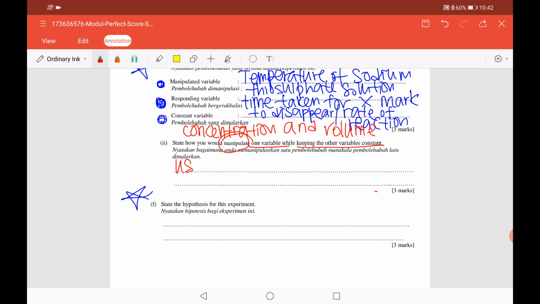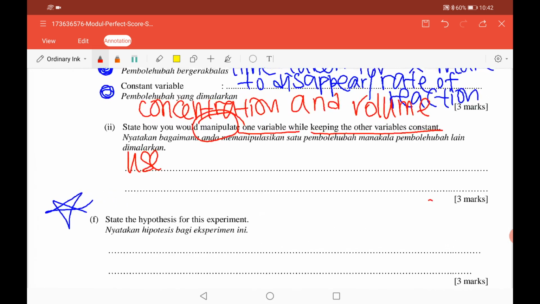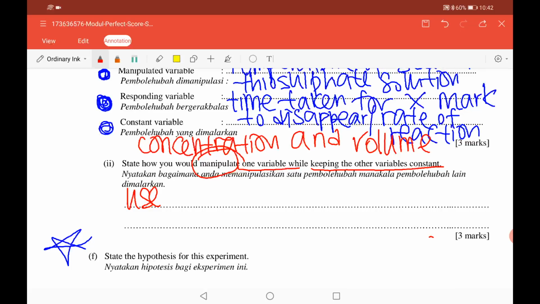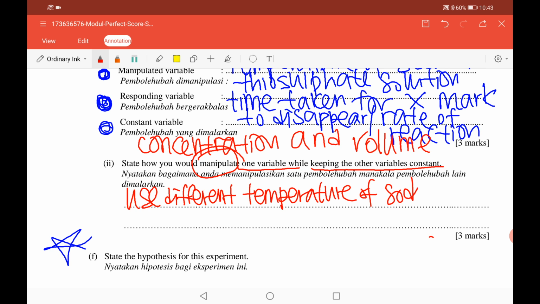Okay, can use. So what is the manipulated variable? Temperature. Okay, use different temperature of sodium thiosulfate solution.